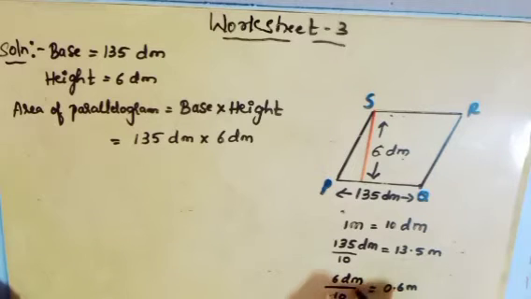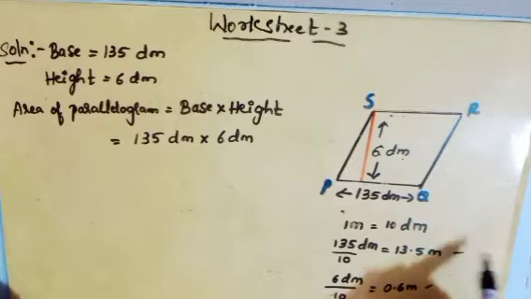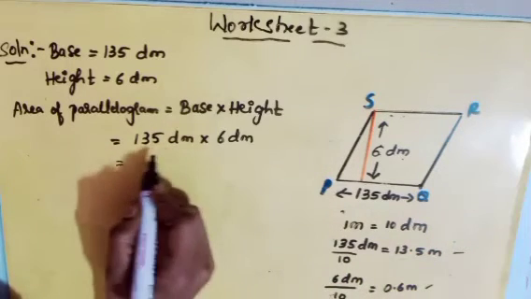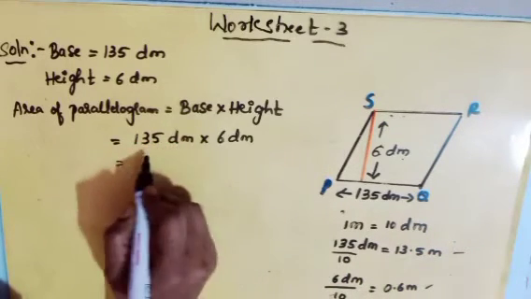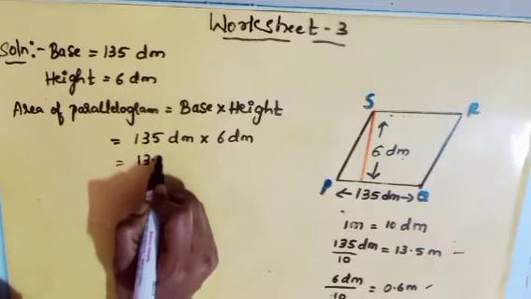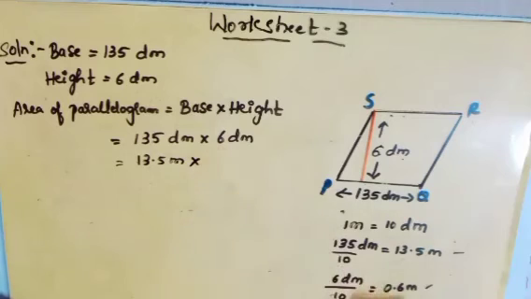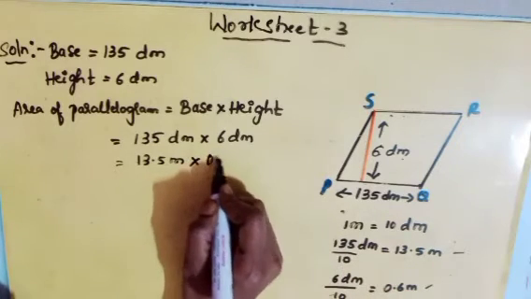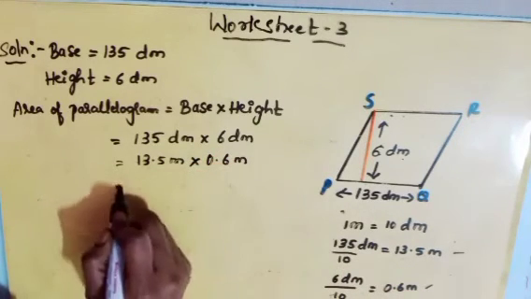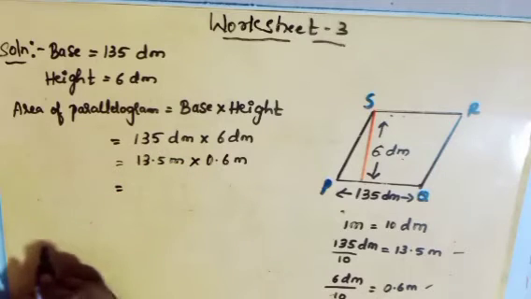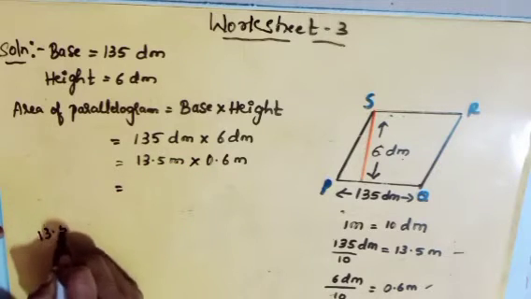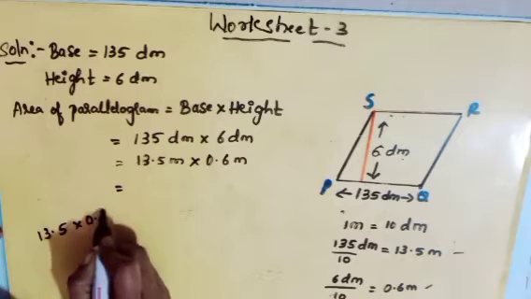So I got 13.5 meter, and 6 decimeter when divided by 10 gives 0.6 meter. So after converting decimeter into meter, we have 13.5 meter and 0.6 meter. Now let us multiply 13.5 into 0.6.